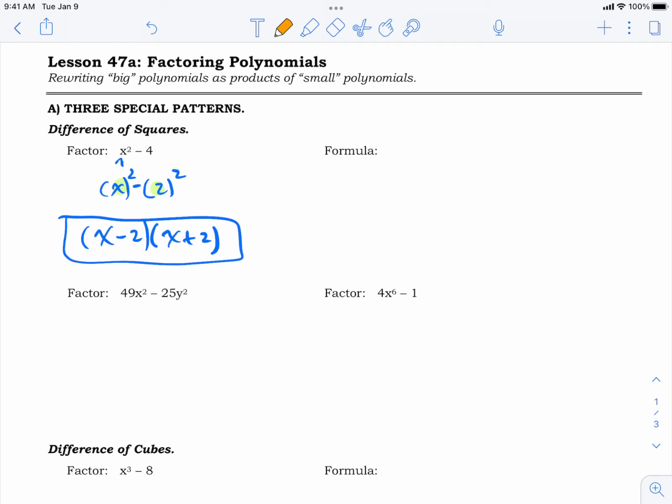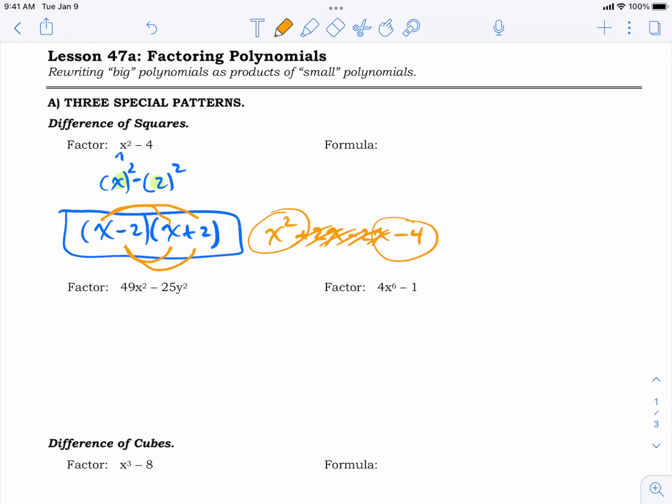Well, let's FOIL it, make sure it works. X times x would be x squared, right? Yep. X times 2 would be giving me a 2x. Okay. Now minus 2 times x gives me a minus 2x. And then minus 2 times 2 gives me a minus 4. But notice that the plus 2x and the minus 2x cancel, and you're left with the x squared minus 4. Works like a charm. So like I say, it's just a pattern that you just got to know. It's like received wisdom. It works.